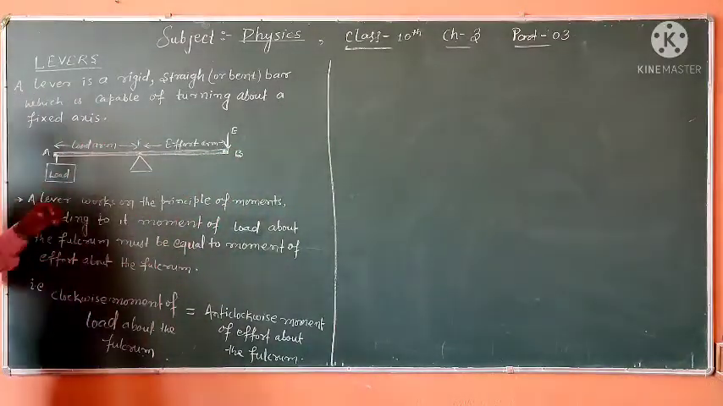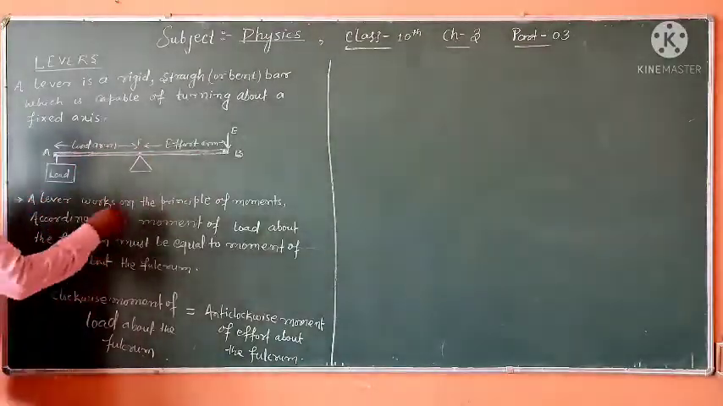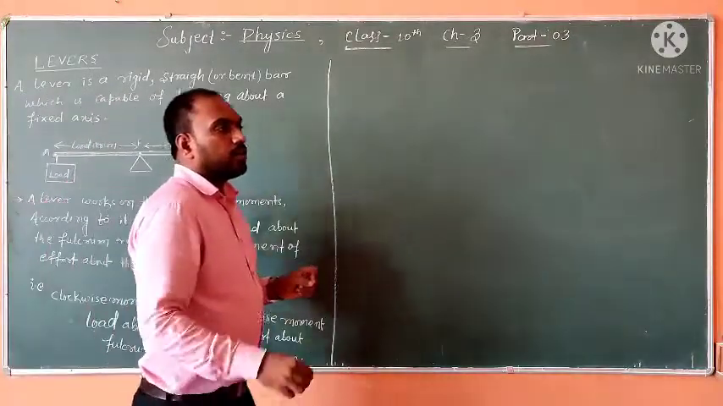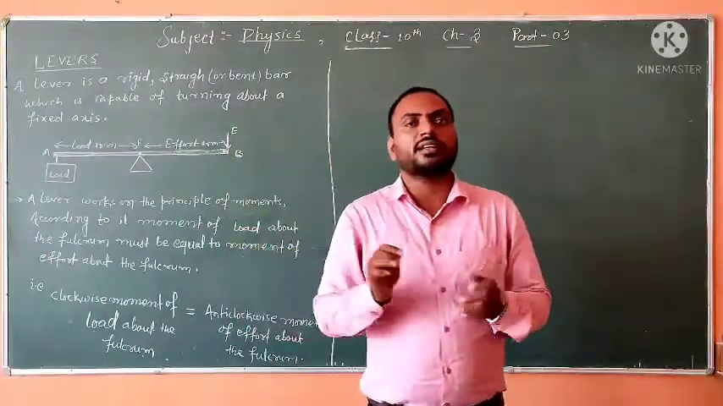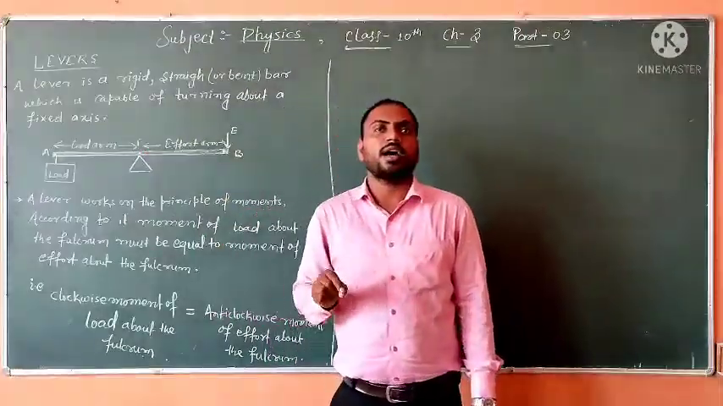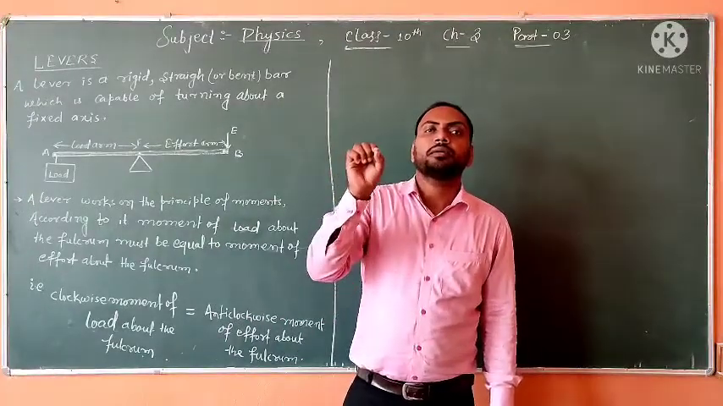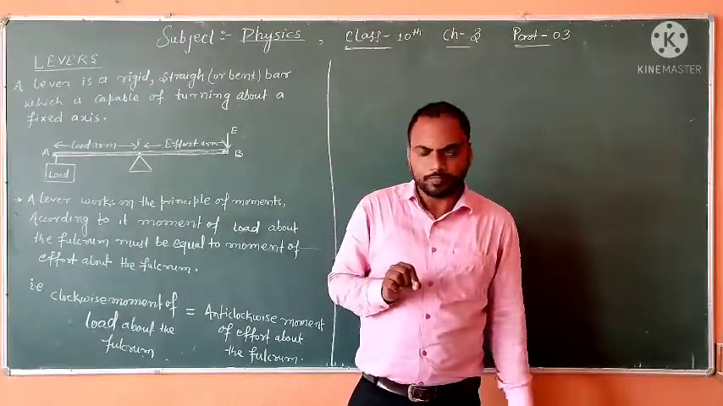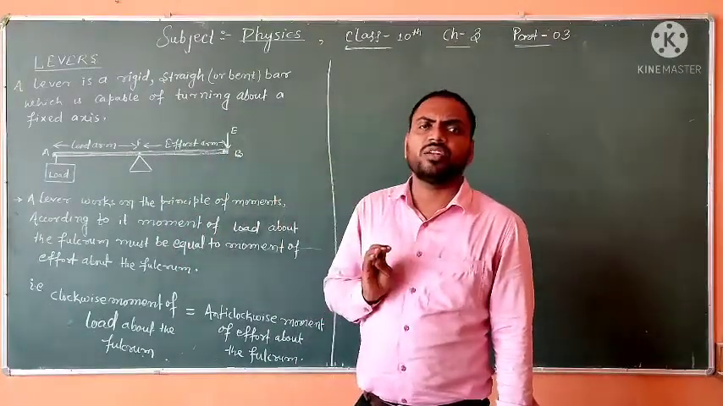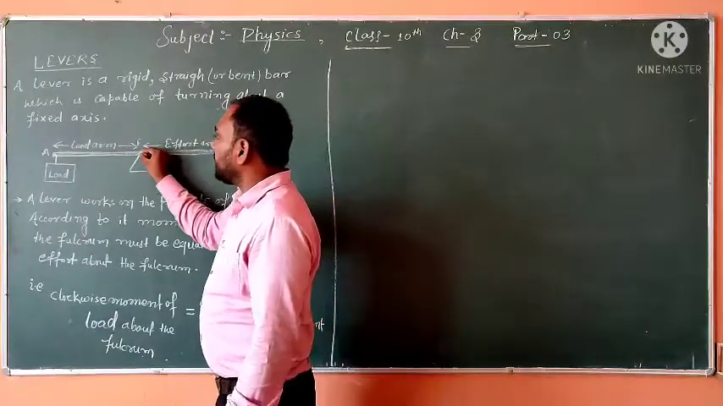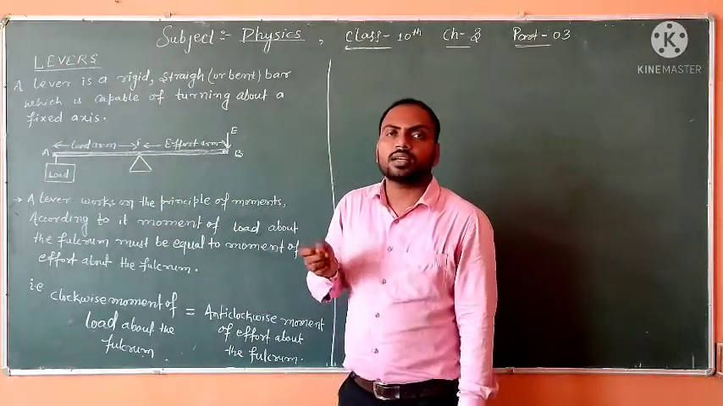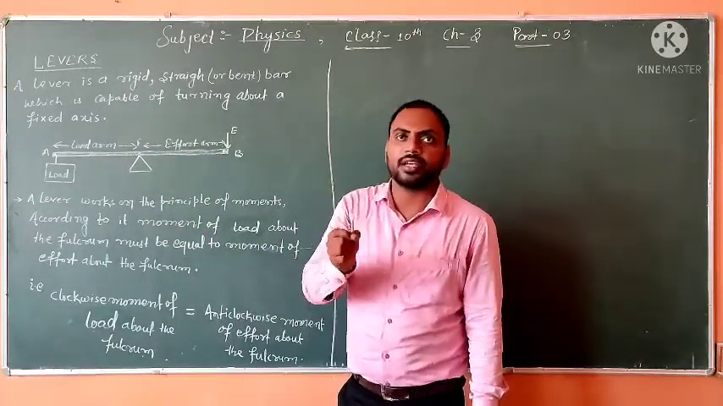This is a lever which is fixed at a point. The fixed point about which a lever rotates is called the fulcrum, used to lift a heavy load. If anyone asks you what is a fulcrum, a fulcrum is a fixed point about which a lever will rotate.